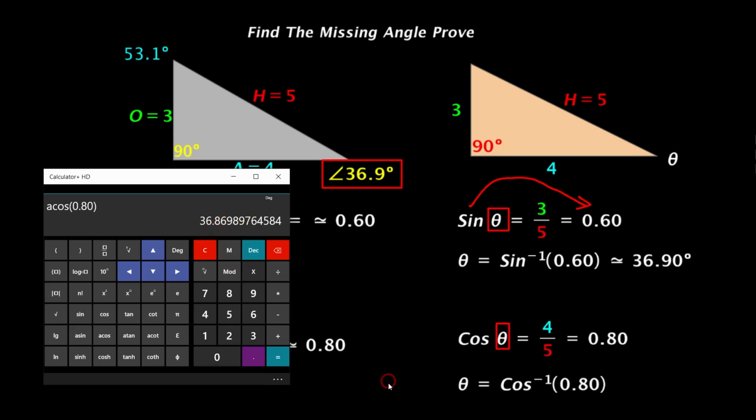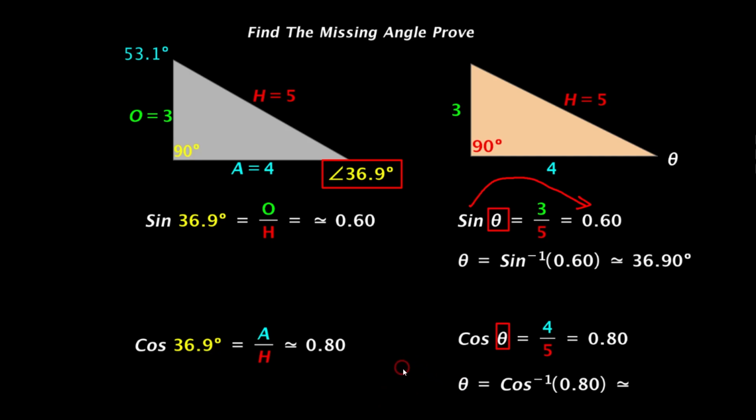So we know the answer from the beginning: the angle theta was 36.9. It's on the left side. So this is how we find the missing angle.